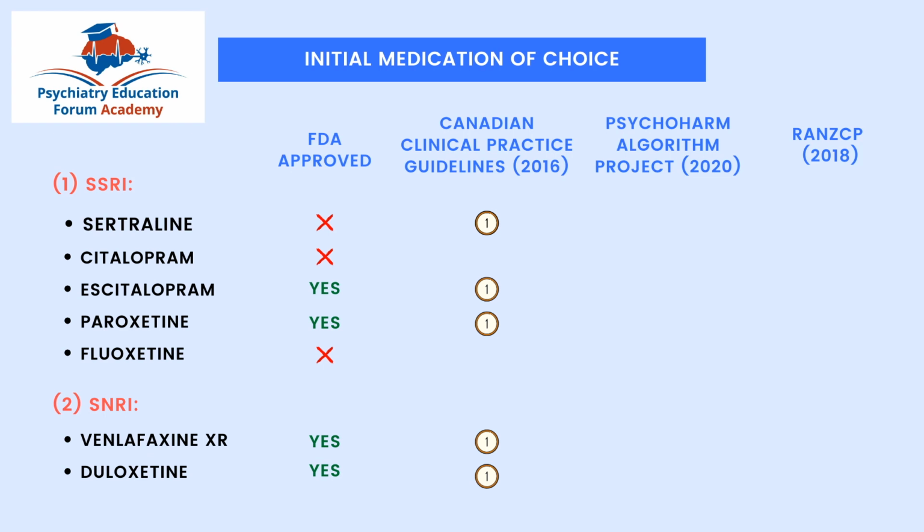I will not go into other medications at this time in this video, like tricyclics and other medications that we use for generalized anxiety disorder. I will be talking about them in our next video soon. So this is level 1 evidence.